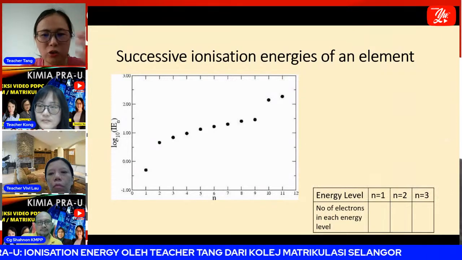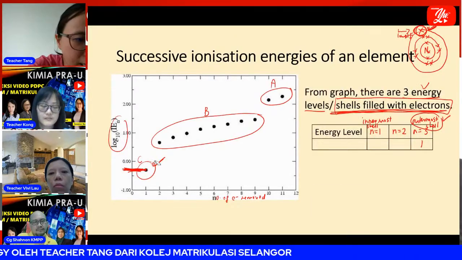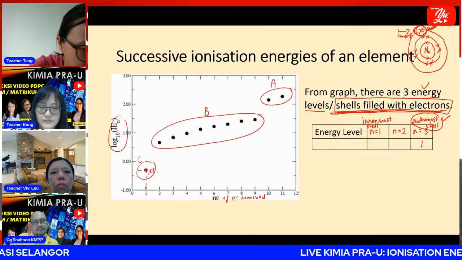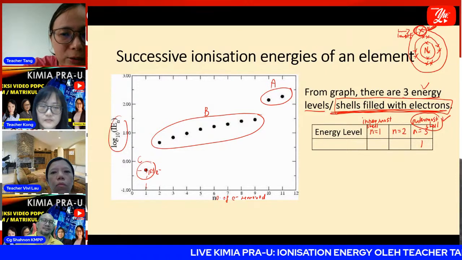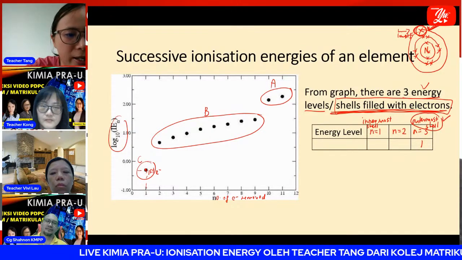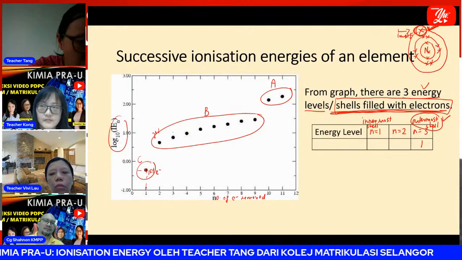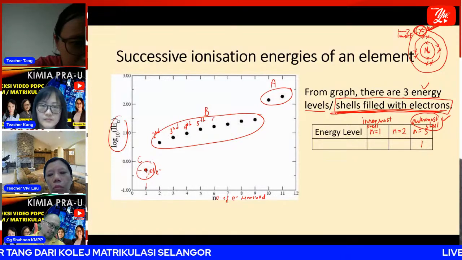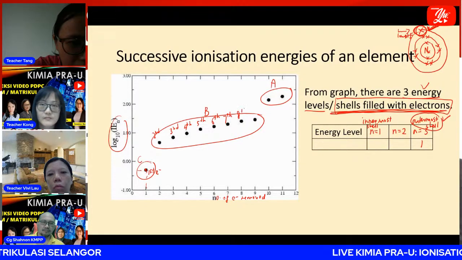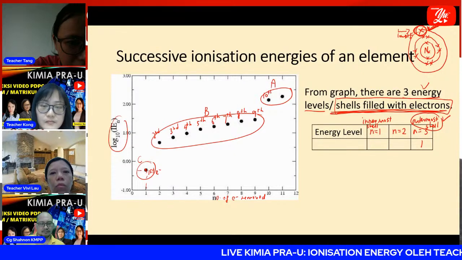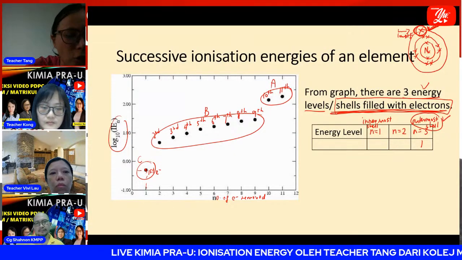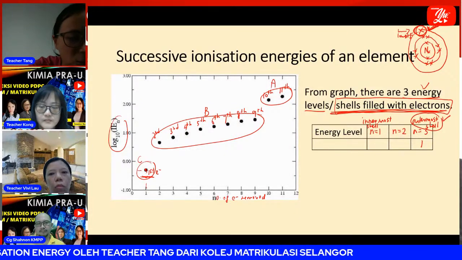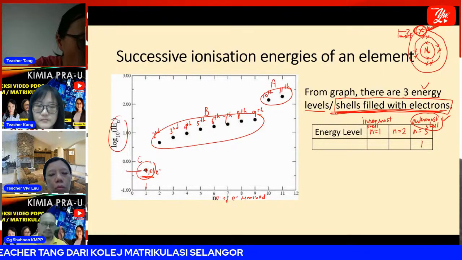Okay, and then basically this is the first electron that is being removed. It is removed from the outermost shell. And this is the second electron being removed, third, fourth, fifth, sixth, 7, 8, 9, 10, and 11. So this first electron is removed from the outermost shell. That's why it is at the lowest energy level.